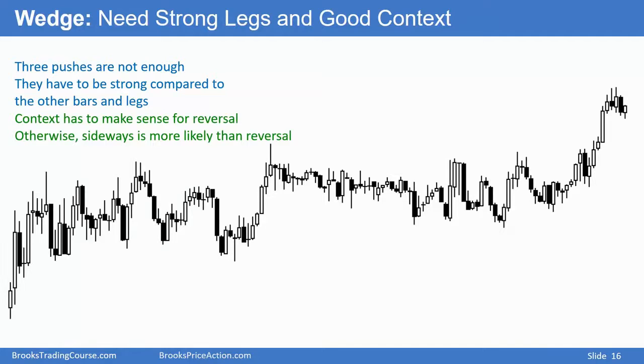Three pushes up or down, that's not enough. They have to be strong compared to the other bars and the other legs. Context, the bars to the left have to make sense for a reversal. Otherwise, the market is only going to go sideways.